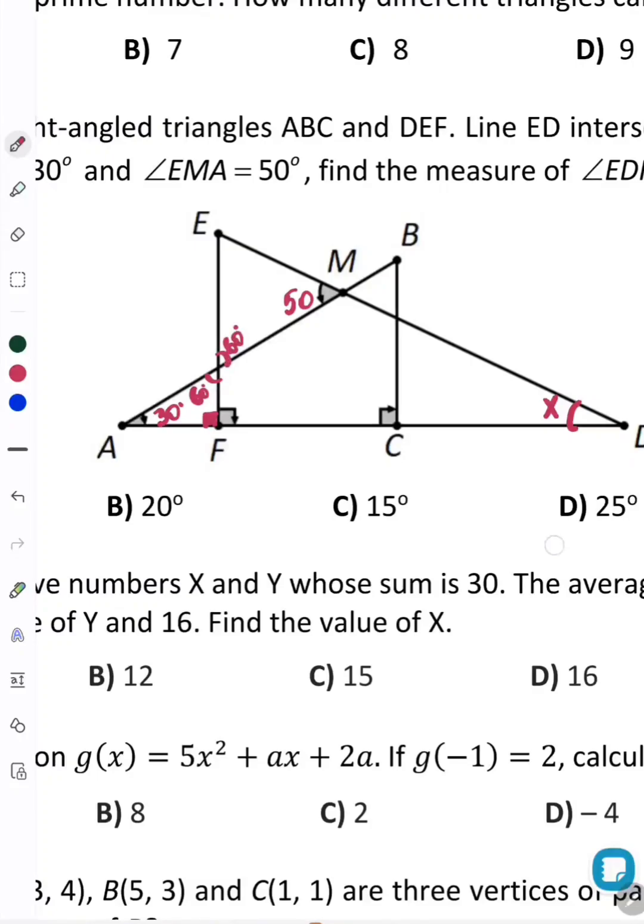So the vertical opposite angle is also 60 degrees, and they add up to 110. So this angle must be 70 degrees. Now if we take a look at the bigger right-angle triangle, 70, this one is 90, so 70 and x must add up to 90. x plus 70 equals 90, x equals 20. Our answer will be B.